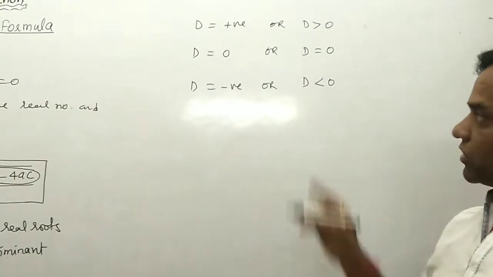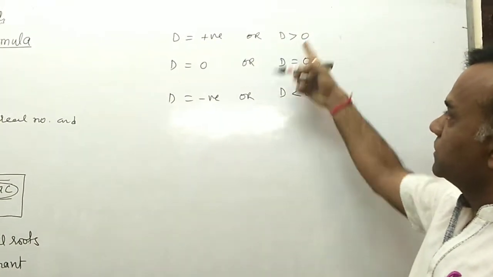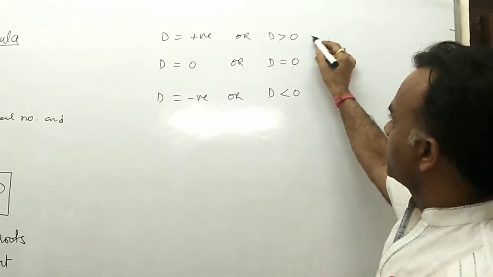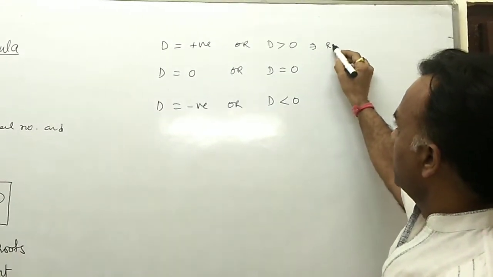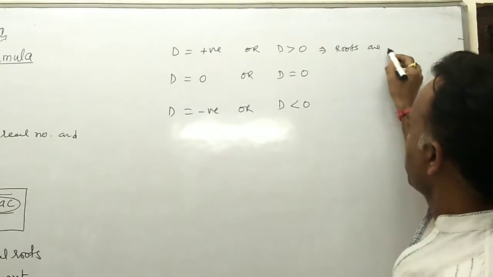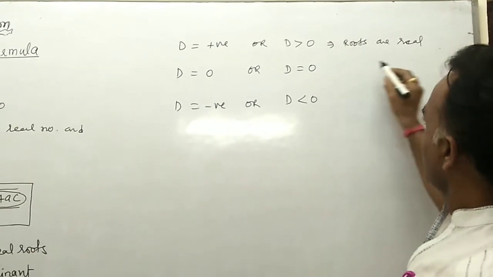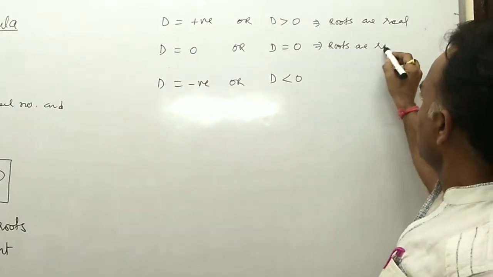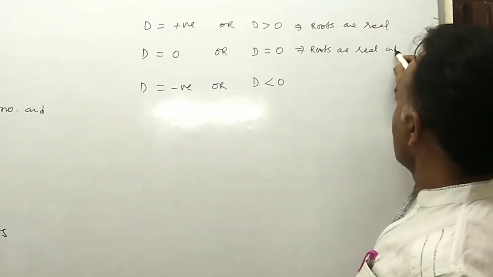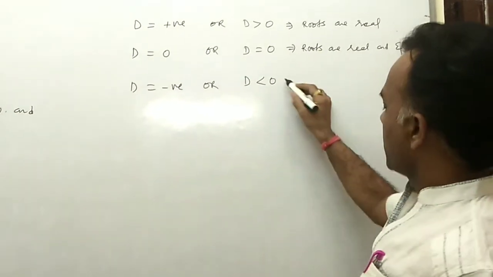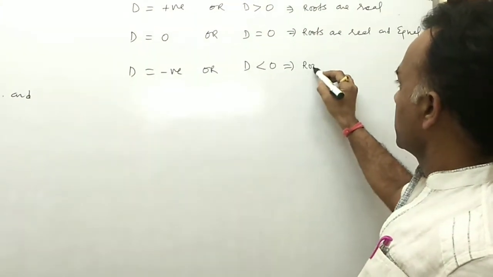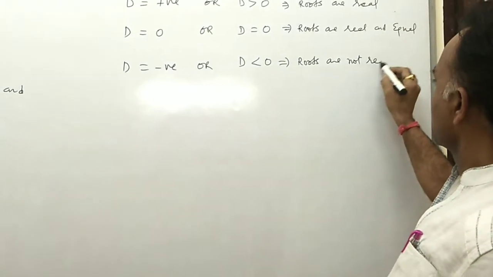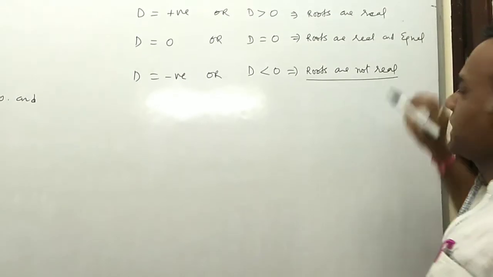If D is positive, D is greater than 0; then D equal to 0; and then D less than 0. Now you write down the conditions: here the roots are real, here the roots are real and equal, and here the roots are not real. That is important.